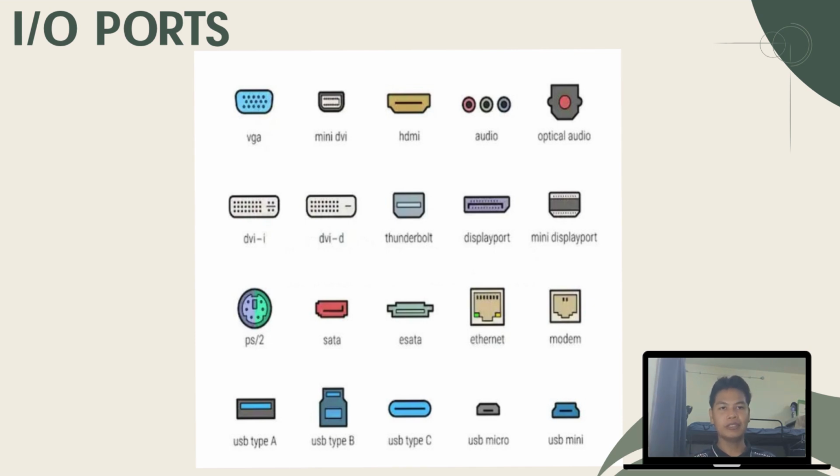The first one is VGA, mini DVI, HDMI, 3 audio, optical audio, DVI-I, DVI-D, Thunderbolt, DisplayPort, mini DisplayPort, PS2, SATA, eSATA, Ethernet, modem, USB Type A, USB Type B, USB Type C, USB Micro, and the last one is USB Mini.